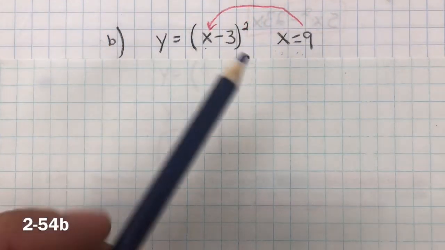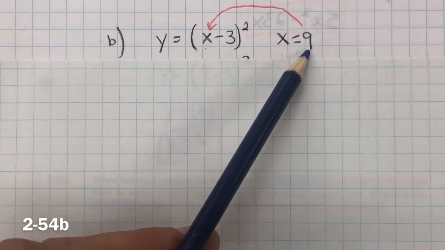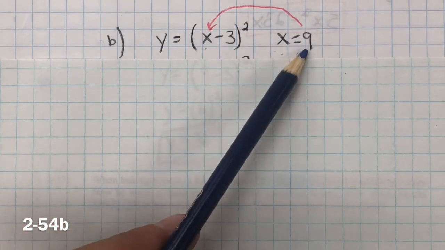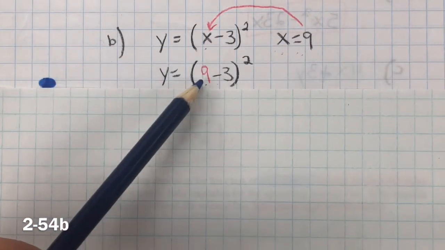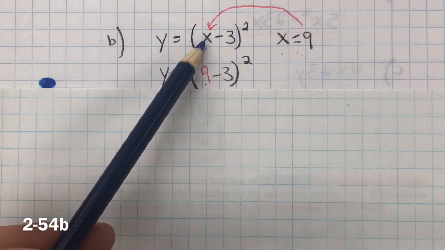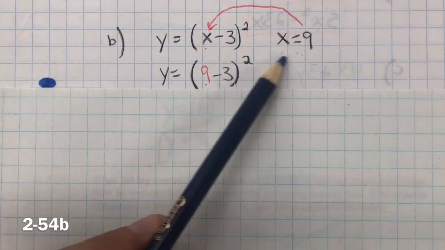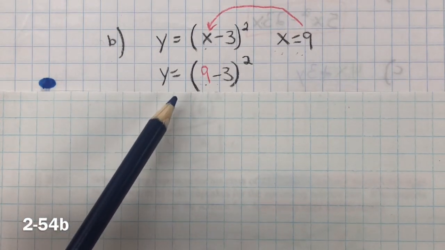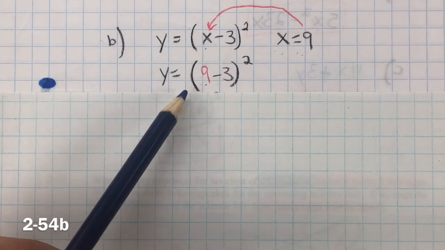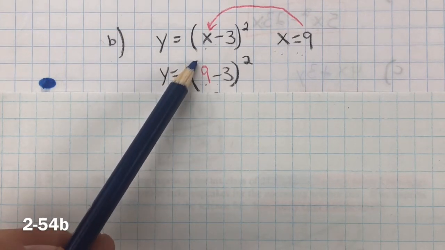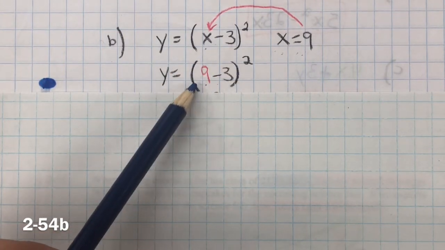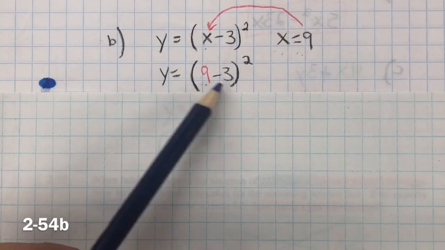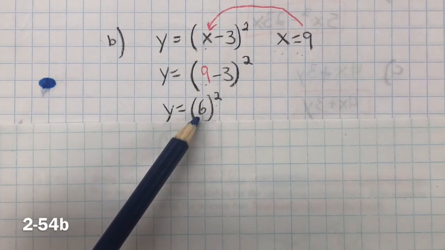For 54b, we have x equals 9. So we're going to substitute x with 9. So now we have 9 minus 3. It used to be x minus 3, but we gave a value for x, which is 9. And now we're going to follow the order of operations, GEMDOS. So we have grouping symbols. Within these parentheses, we do have an operation to perform, 9 minus 3. So 9 minus 3 is 6.